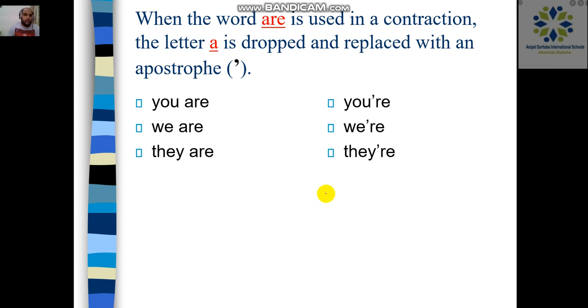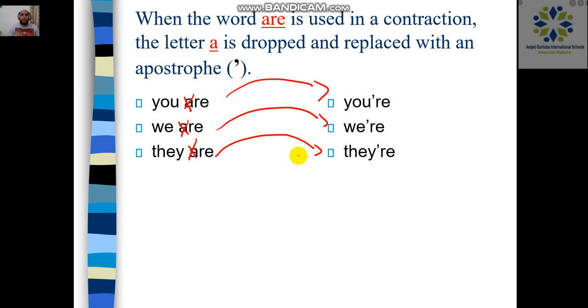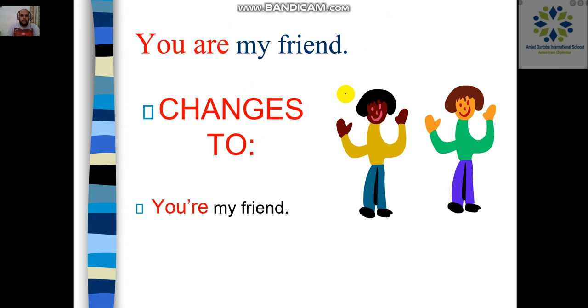Then we have "are", of course. With "are", we're going to omit the A. It needs a lot of practice, okay? You need to practice this to be a professional. So "you are" is going to be "you're", "we are" is going to be "we're", "they are" is going to be "they're". We're going to omit the A and replace it with an apostrophe. So "you are my friend", "you're my friend", okay?